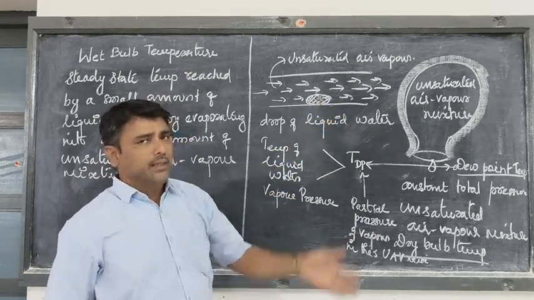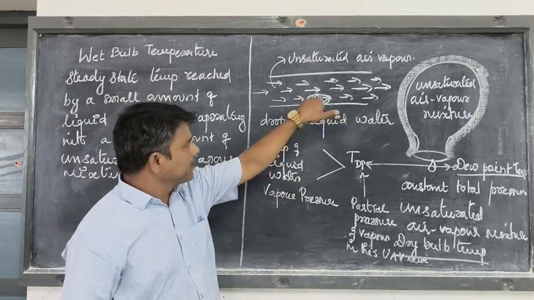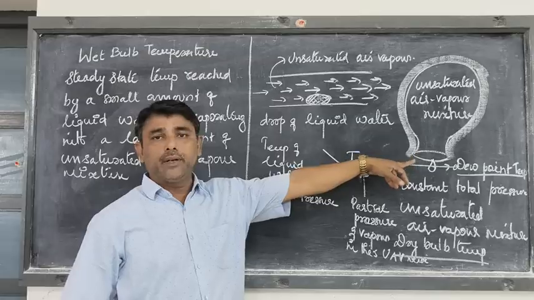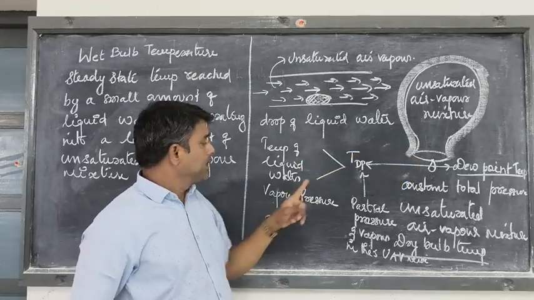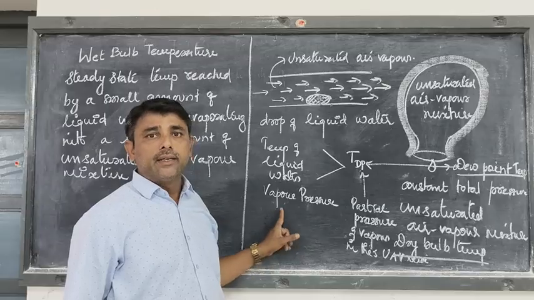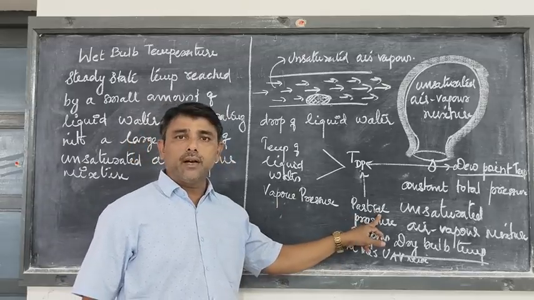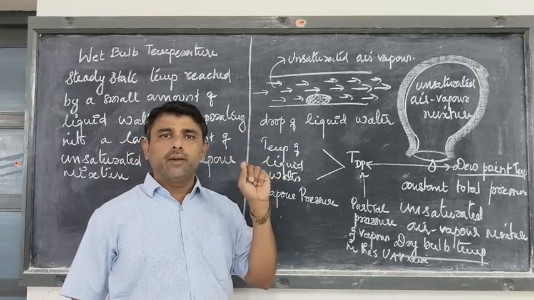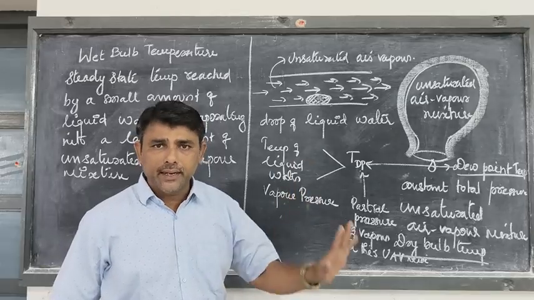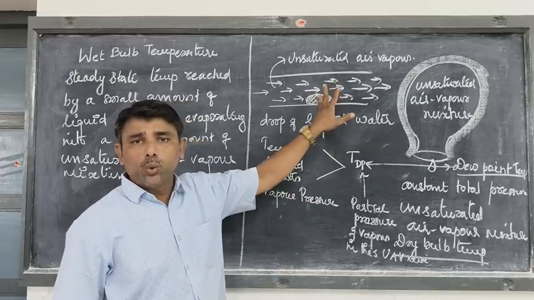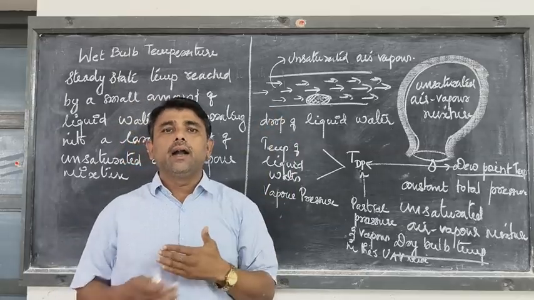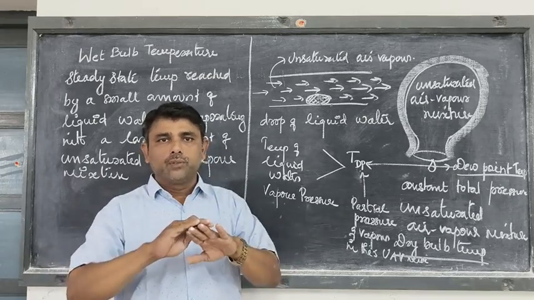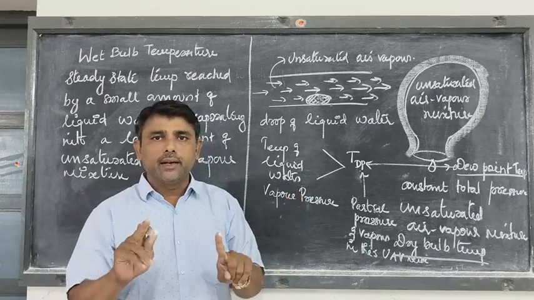The condition is, if the temperature of this liquid water is initially greater than the dew point temperature, it indicates the vapor pressure of liquid water is greater than the partial pressure of moisture present in the unsaturated air vapor mixture. If vapor pressure is greater, then this liquid droplet will evaporate and diffuse into this air. Clear? I think now you are very clear.